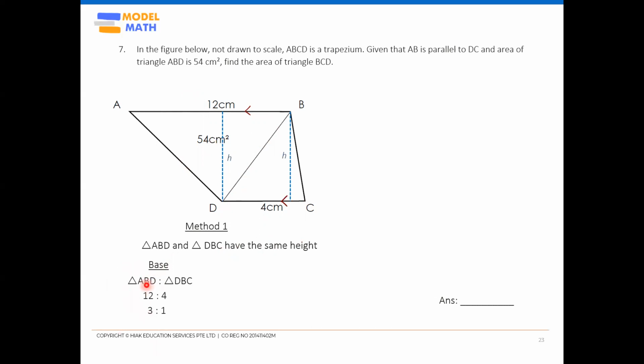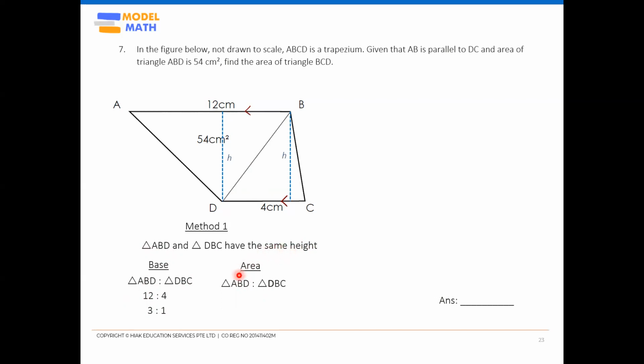With this base ratio, what would be helpful next is to create an area ratio, because later I need to find the area of triangle BCD. I create the area ratio because the areas will be different for both triangles. Notice that I'm creating ratios for the things that are different for both triangles. The bases are different, that's where I create a ratio. The areas are also going to be different, so I create a ratio. The height is the only thing that is the same. Is it important to create a height ratio? You can, but it's not so important, because height will just give you 1:1 since it's the same height.